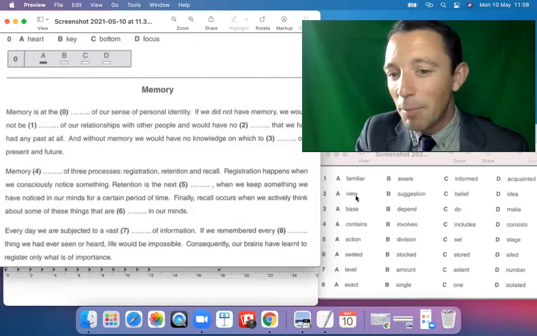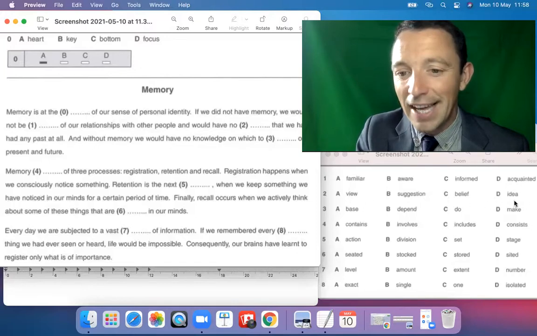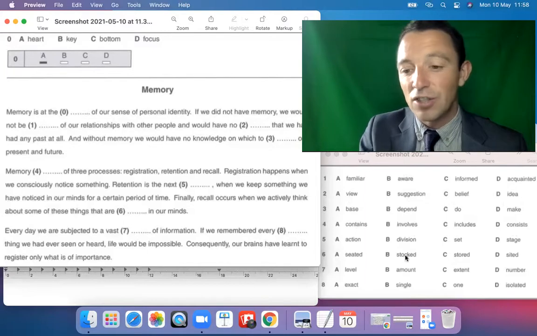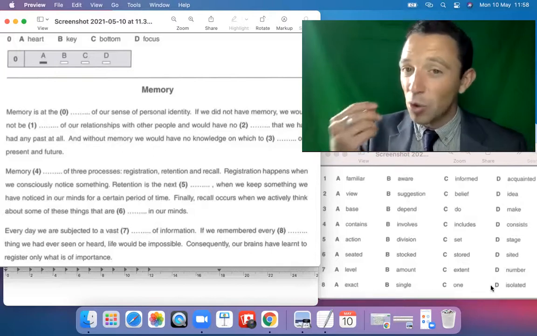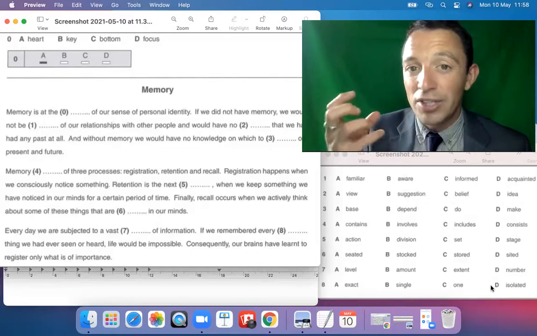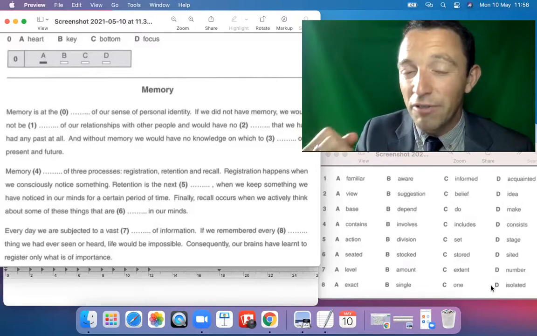Okay, so you can see the vocabulary on the right: familiar, aware, informed, acquainted; view, suggestion, belief, idea; base, depend, do, make; contains, involves, includes, consists; action, division, set, stage; seated, stocked, stored, cited; level, amount, extent, number; exact, single, one, isolated. So not too difficult, not too bad in relation to vocabulary. I hope you understand most of it. Again, take the time now to try to look for the vocabulary and to look for the explanation.